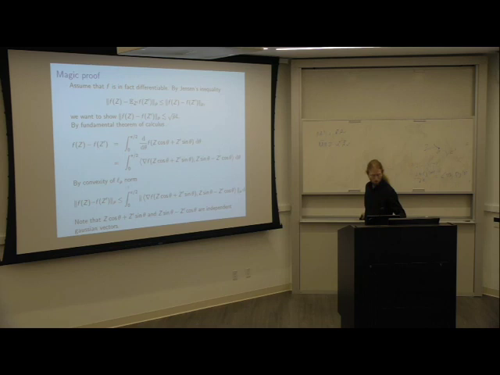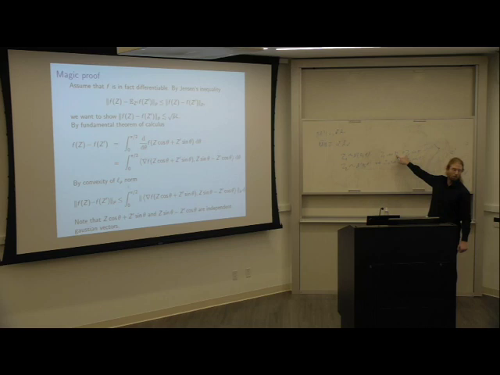Imagine that I just had two univariate Gaussians, Z1 is N(0,1), and Z2 is independent univariate. I want to say that Z1 cos theta plus Z2 sine theta, and Z1 sine theta minus Z2 cos theta, those two are, again, independent univariate Gaussians.